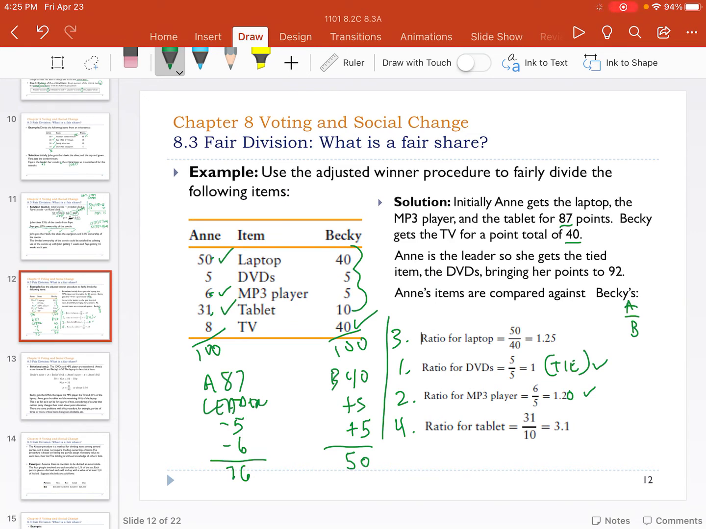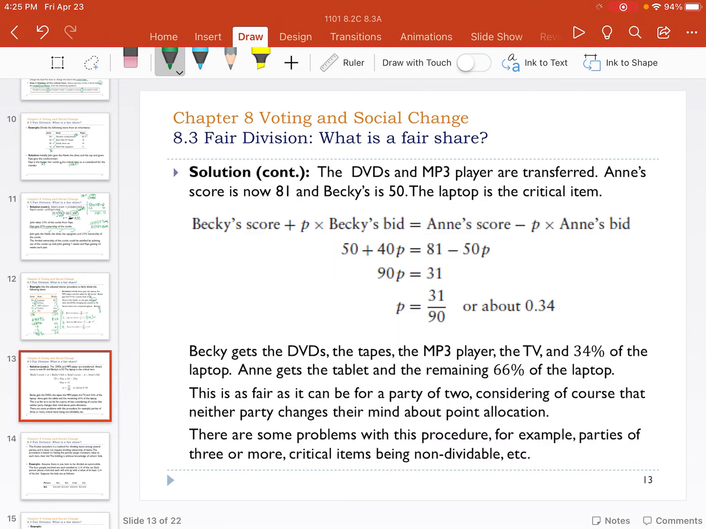Okay, 81. Oh, she had 92 points. That's why, 92 points. So, yeah, what happened was I forgot. She got the tied one. So I forgot about the tied procedure. So initially she would get the extra 5. So she did have 92. There we go. So the tie goes to the leader. So this is where that goes. So right now she's got 4 items. But 92 minus 11, that's your 81. So that's my fault. Sorry. So she has 81. Becky's still 50.